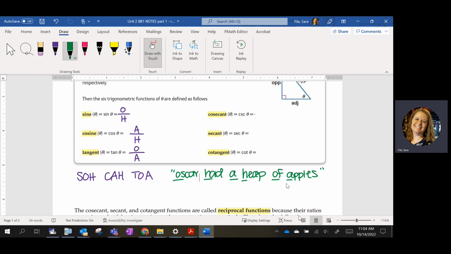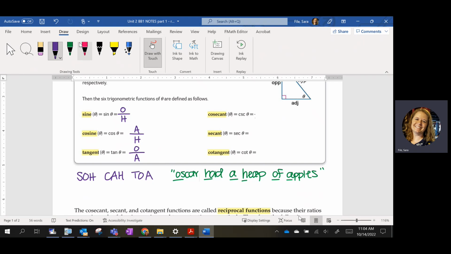There's one that I'm not going to write down because I don't want to get in trouble, but I've seen another physics teacher use it before, and it uses all of the letters of SOHCAHTOA. It's some old hippie caught another hippie tripping on acid. If that'll help you remember it, I don't care what you use as long as you remember it. So SOHCAHTOA, Oscar had a heap of apples, make up your own. I don't care, but you've got to know those ratios.